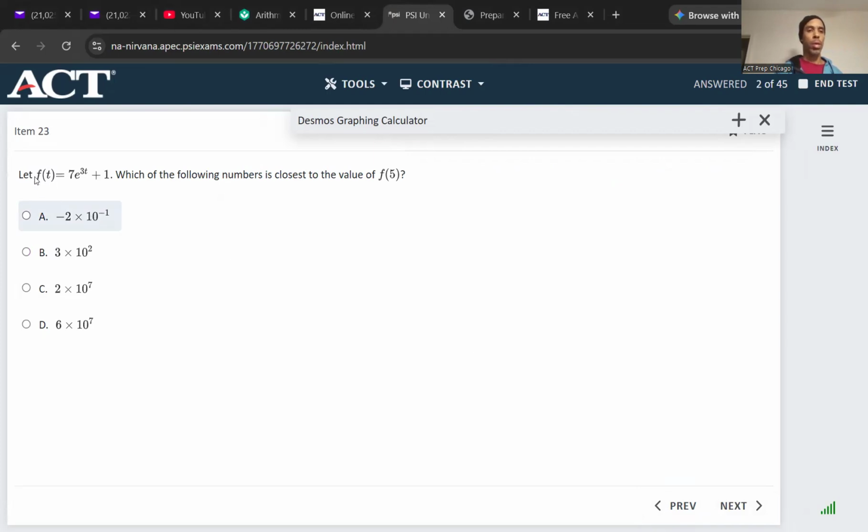All right. Which of the following numbers is closest to the value of f of 5? That's just simply plugging in what? 5 is your input. They say your input variable is t. So we just replace the t with 5. Simple enough. The key to this one is probably going to be calculator use with that e, right? All right, but let's just write it out first. So f of 5 will be 7e^(3 times 5) plus 1. So that's going to be 7e to the 15th plus 1.